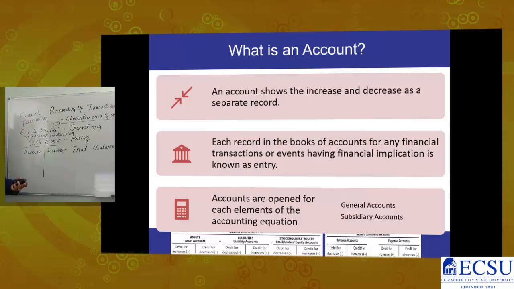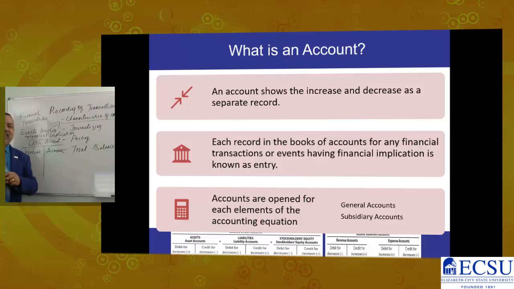So what is a transaction? Any exchange of value between two or more parties is considered as a transaction. And what is an event? Anything that happens in the business which has a financial implication is known as an event, and we'll be making a record of it.